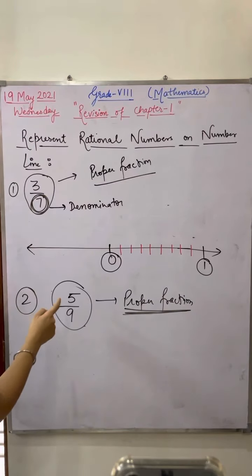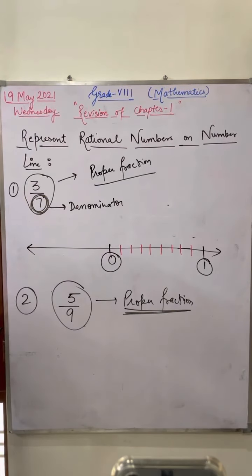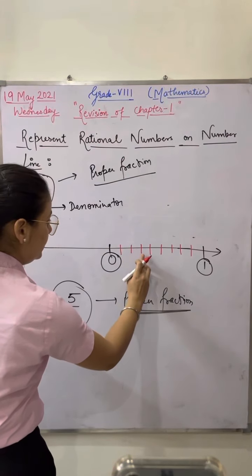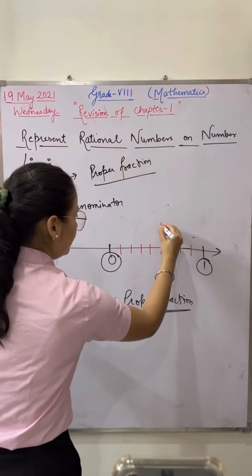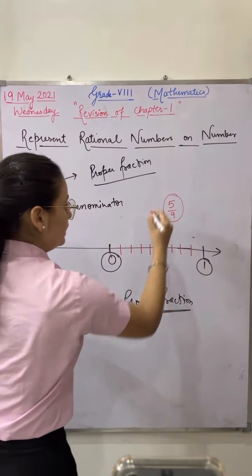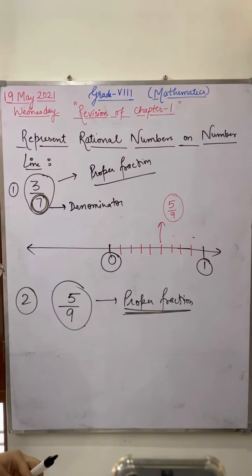Okay. Now check the numerator. Which will be my answer? Fifth position. This is first, second, third, fourth, fifth. This fifth position is the answer. 5. Very good. Clear to everyone? Okay, Manushi, clear?